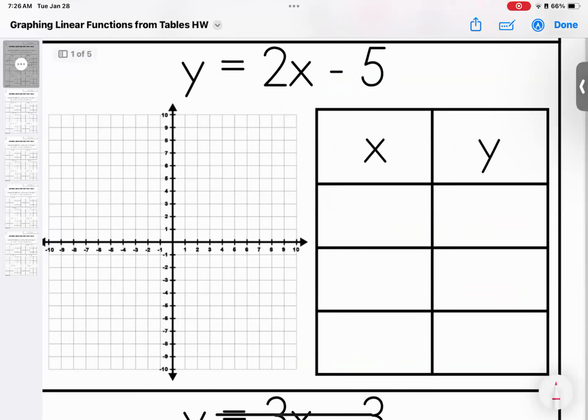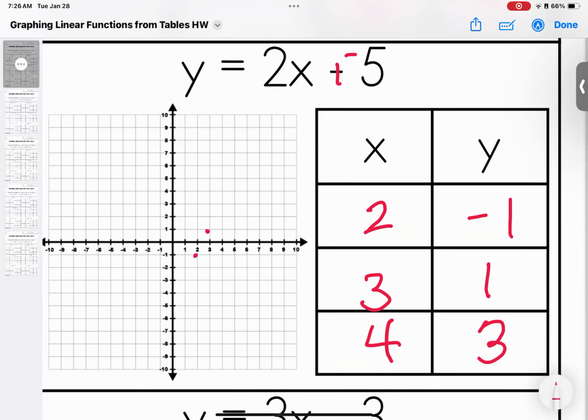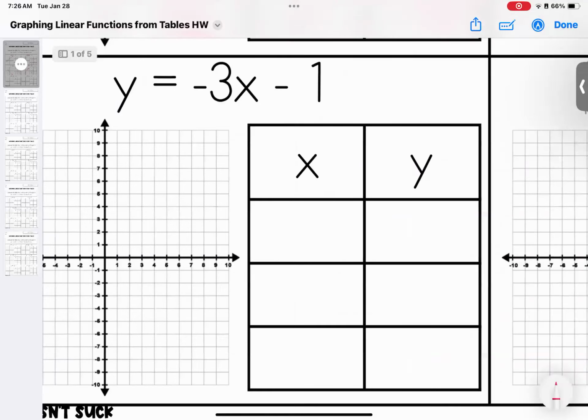All right, over here, let's do 2, 3, 4. Let's go for it. All right, 2 times 2 is 4. 4 minus 5 is -1. 3 times 2 is 6. 6 minus 5 is 1. And 4 times 2 is 8. 8 minus 5 is 3. So over 2 down 1, over 3 up 1, over 4 up 3. Draw your line. That is a terribly straight line. Let's pretend that I actually crossed the points.